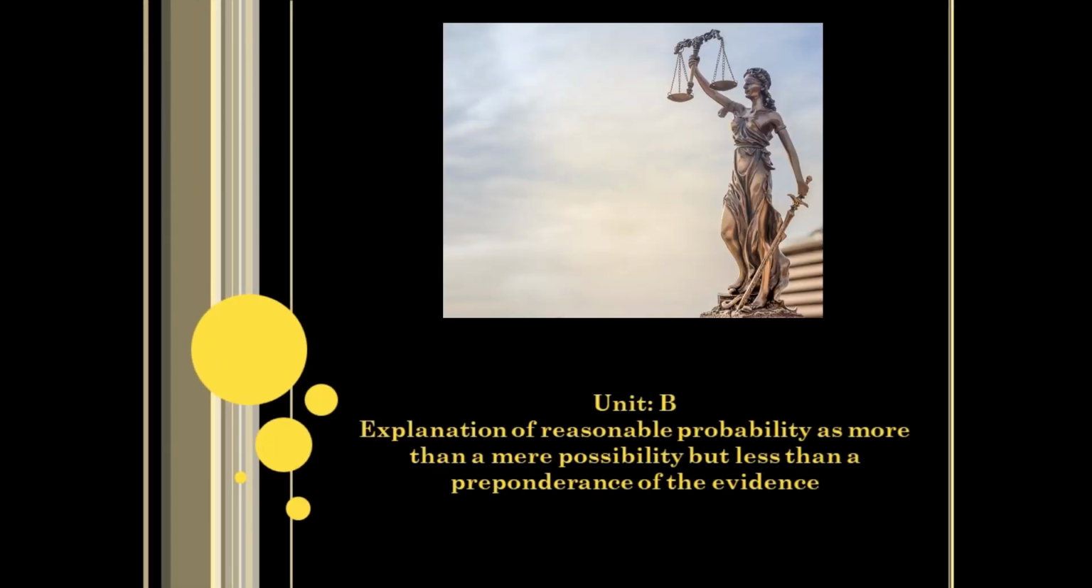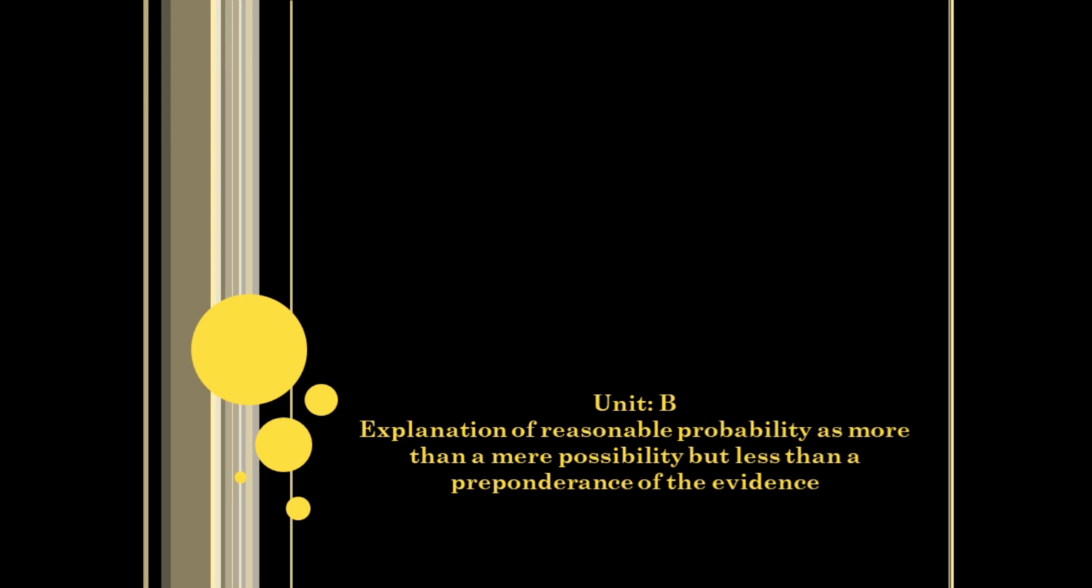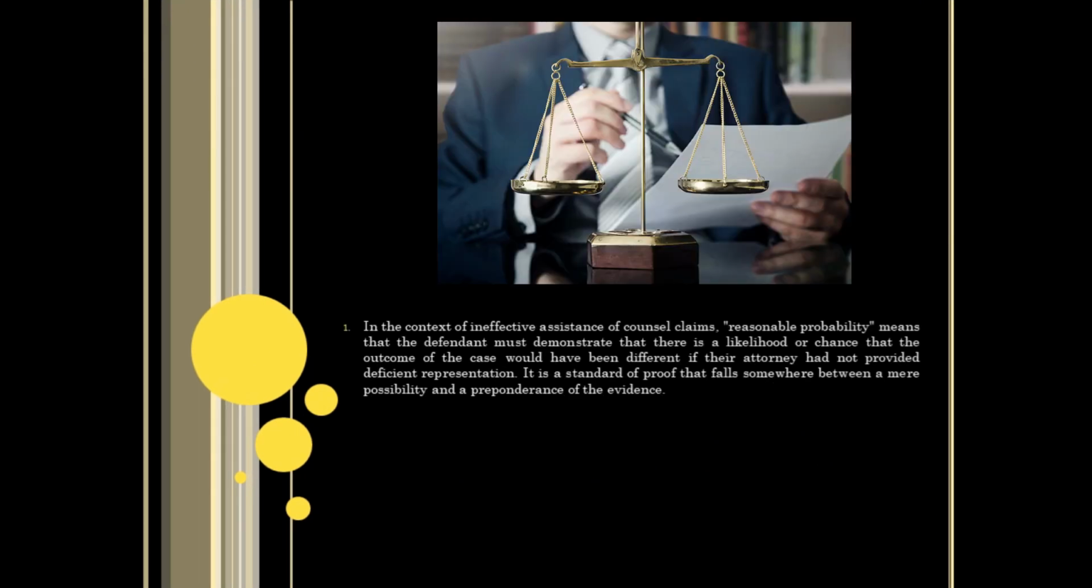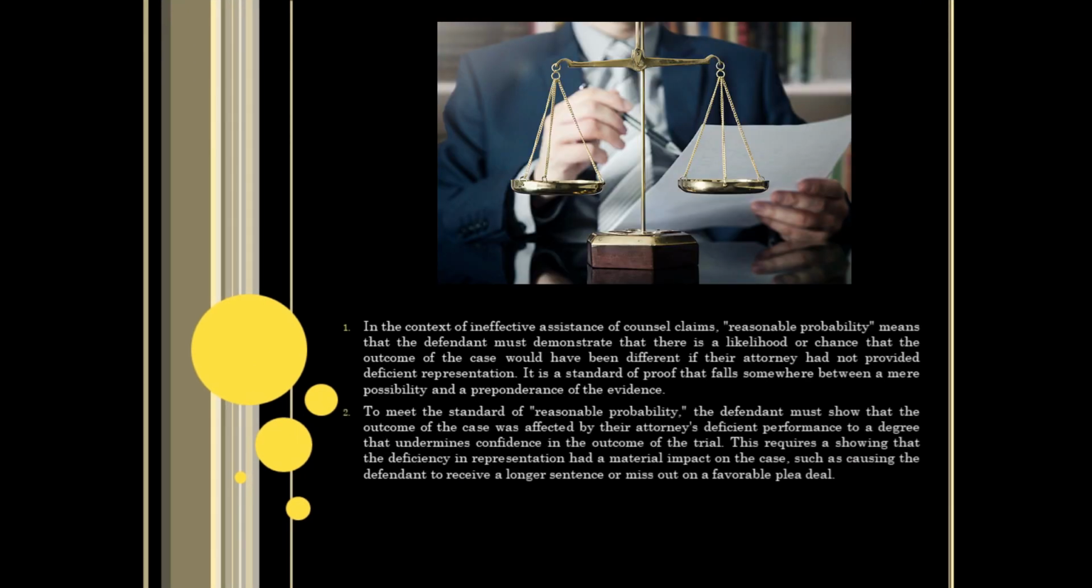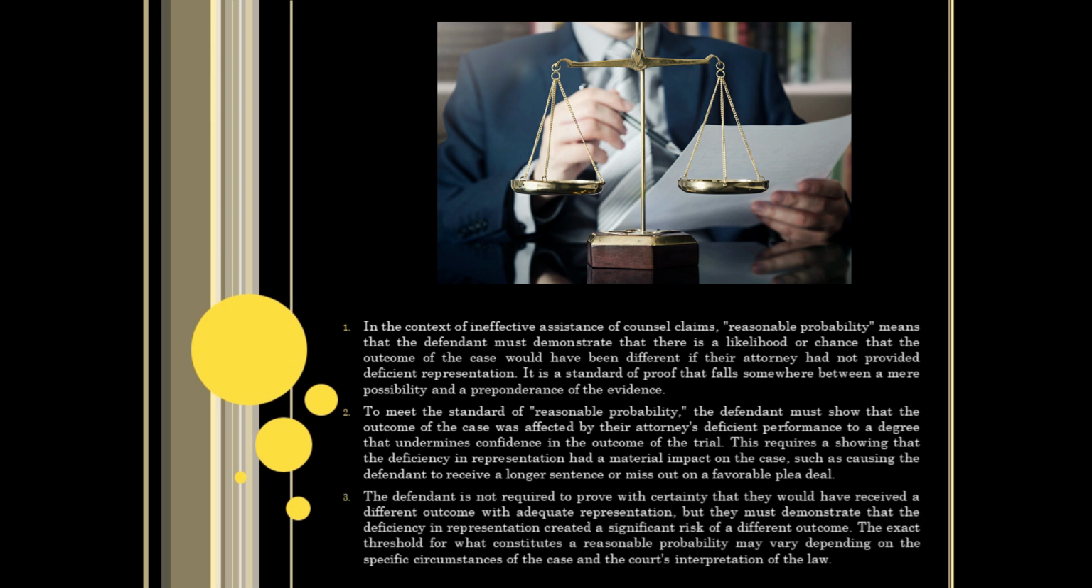Unit B: explanation of reasonable probability is more than a mere possibility but less than a preponderance of the evidence. In the context of ineffective assistance of counsel claims, reasonable probability means that the defendant must demonstrate that there is a likelihood or chance that the outcome of the case would have been different if their attorney had not provided deficient representation. It is a standard of proof that falls somewhere between a mere possibility and a preponderance of the evidence. To meet the standard of reasonable probability, the defendant must show that the outcome of the case was affected by their attorney's deficient performance to a degree that undermines confidence in the outcome of the trial.